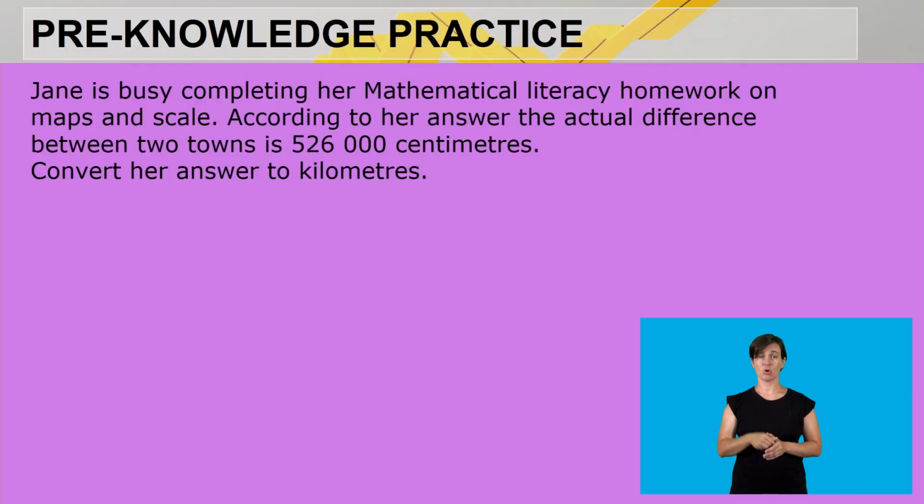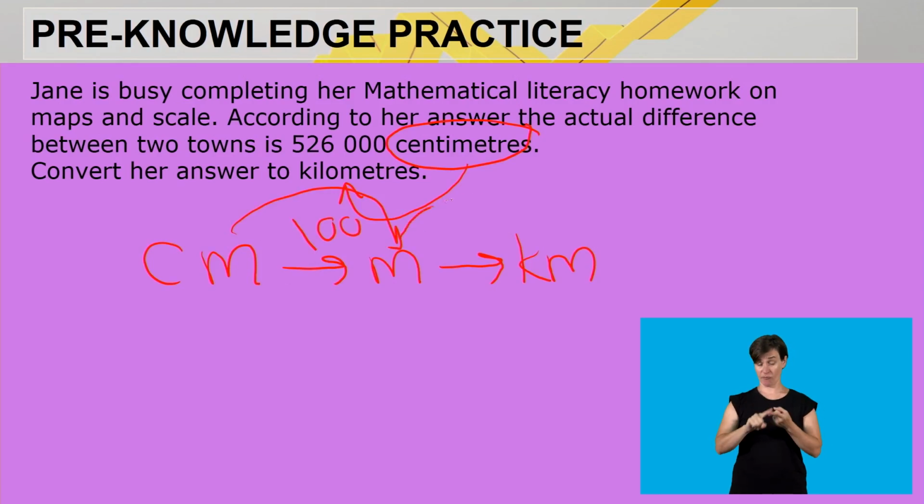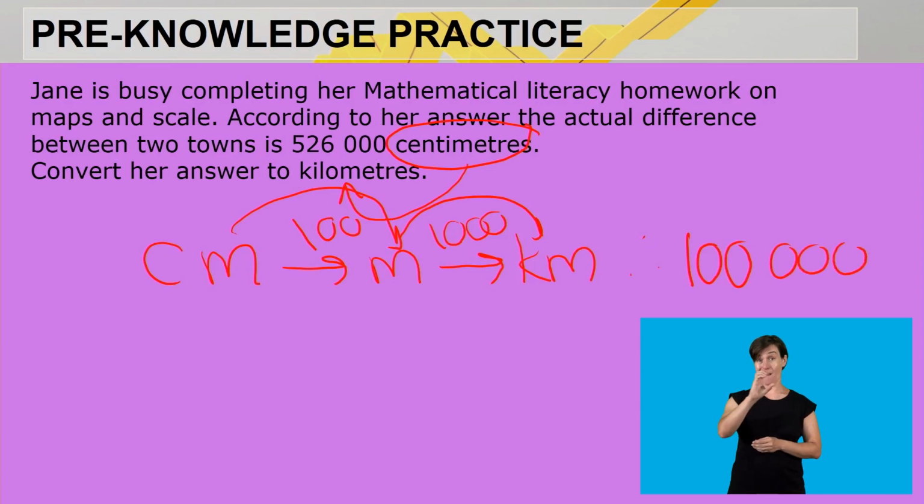We are at centimeters and we want to go to kilometers. What's the conversion going to be? If we look at it from centimeters, we will go to meters and then finish off at kilometers. Now the conversion factor from centimeters to meters is 100, and then from meters to kilometers is 1,000. So therefore, we will be working with 100,000. Now, do I need to times or do I need to divide?